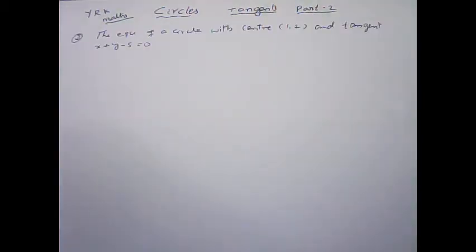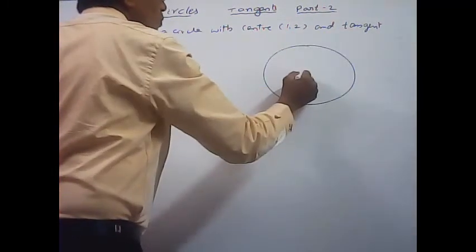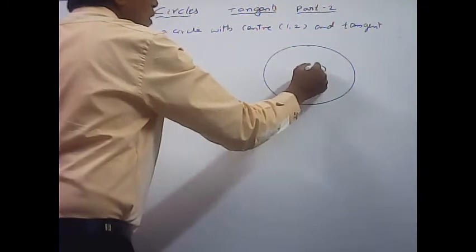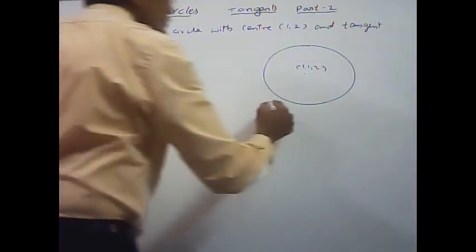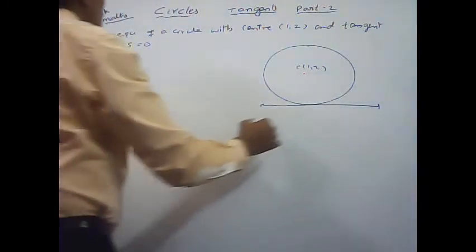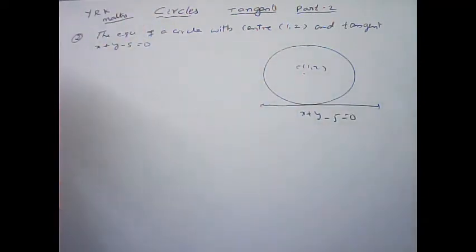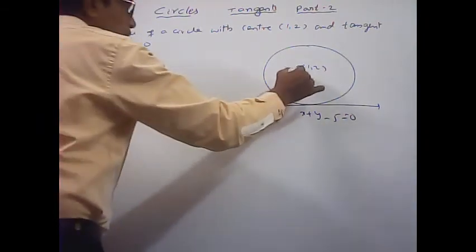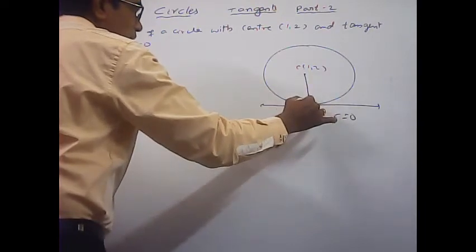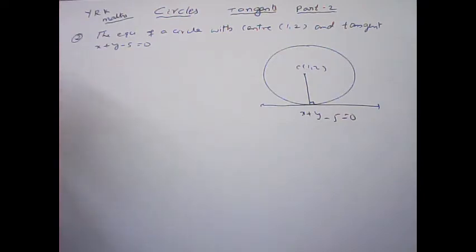Now, the equation of the circle with the center (1, 2), the center is given, and tangent x plus y minus 5 equals 0. Here the radius is not given, only the center and the tangent line are given. So how to get the radius? It is the perpendicular distance from the center to this line. The radius is always perpendicular to the tangent at the point of contact.